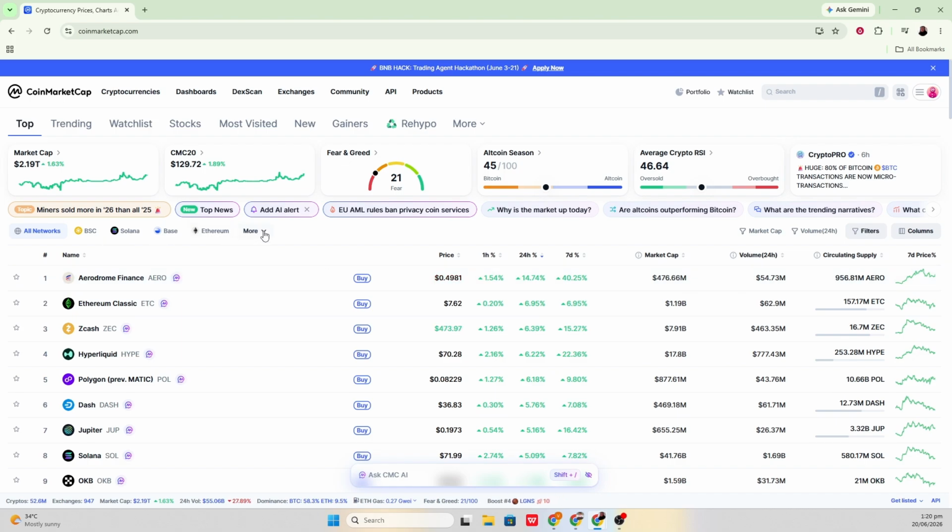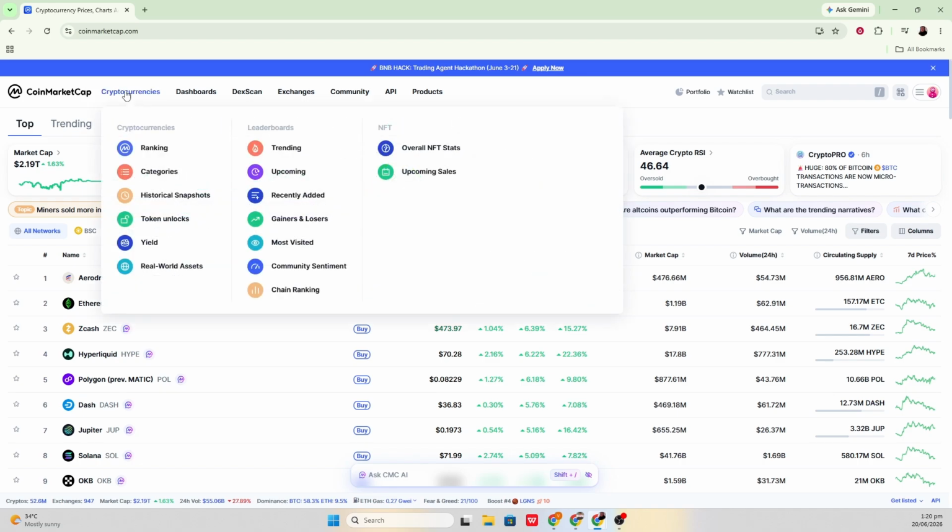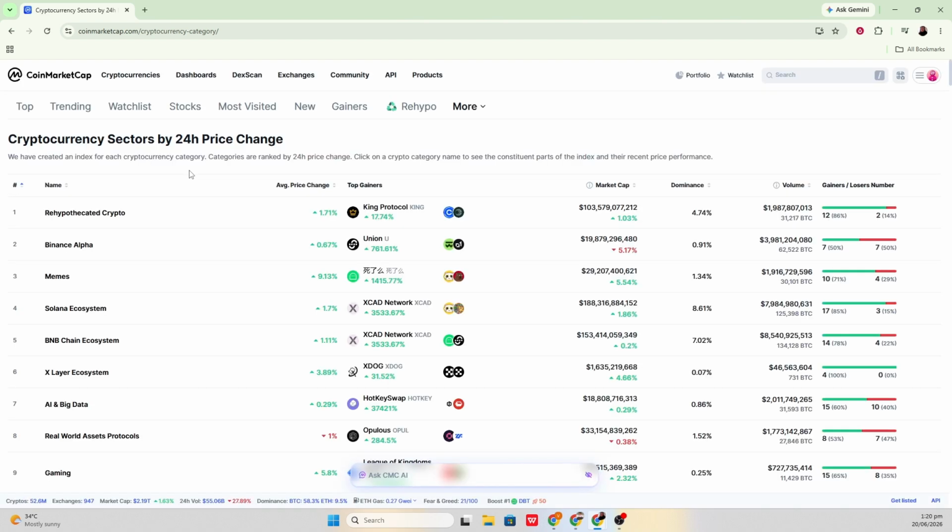After that, move to the Categories section. Hover over cryptocurrencies at the top of CoinMarketCap and click on Categories. Review which categories are currently performing well. Compare the category performance and check the average price changes. Use this information to identify categories with stronger overall performance.